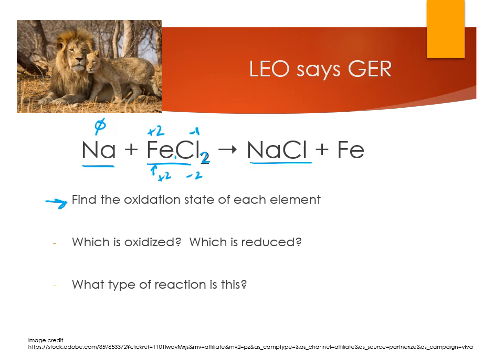Sodium chloride here, that chlorine is still a -1. Now that sodium is in a compound, it's a +1. Iron is now a single element, neutral, oxidation state of 0.